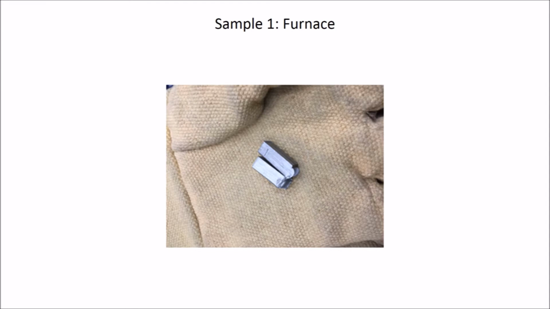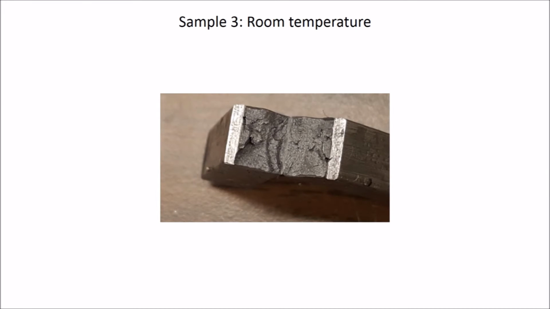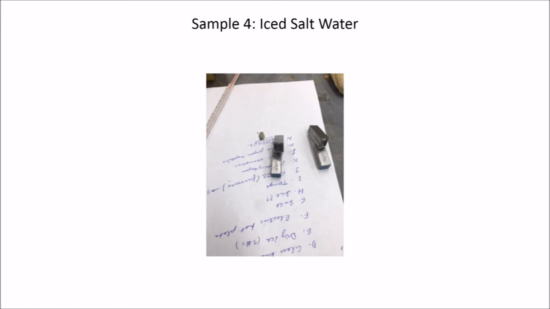Sample 1 from the furnace had mostly ductile fracture because of the large deformation across the surface before failure. Sample 2 from the boiling water had mostly ductile fracture as well. There was considerable elongation along the surface prior to the brittle fracture. Sample 3 was room temperature and had a mixture of ductile and brittle fracture, an almost even split. Sample 4 was from the iced salt water bath and had majority brittle fracture, with a very slanted and smooth surface.